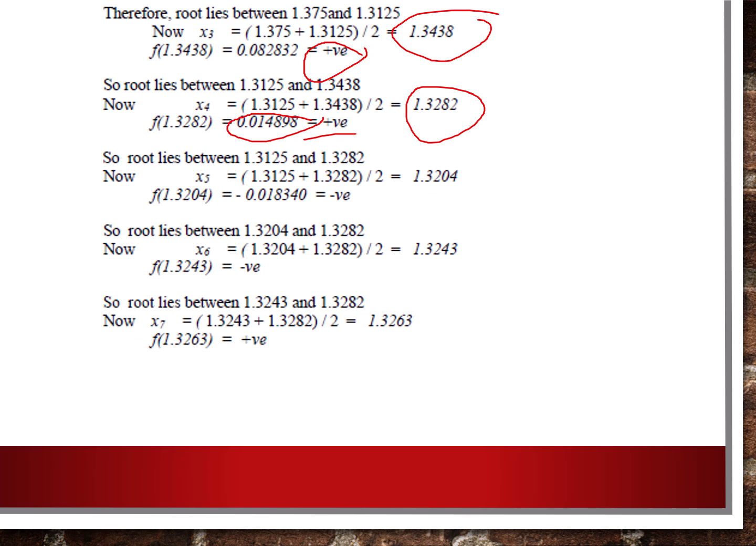Next, now x6. The root lies between 1.3204 plus 1.3282 divided by 2, x6 value of 1.3243. Apply to the function, the sign is negative, so that the root lies between 1.3243 and 1.3282 divided by 2 equal to 1.3263, which is the value of x7. The value of the function of 1.3263 is positive.